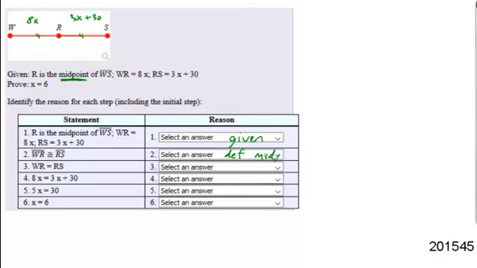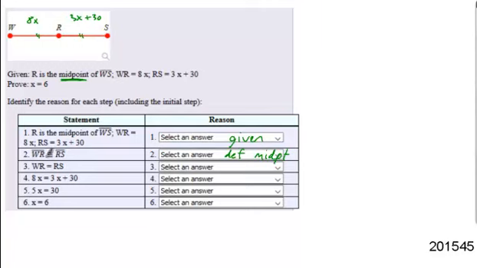And when you use definitions, you have to specifically use the word that's included. Okay, so if one of your drop-down reasons was definition of bisect, that would not work. Because even though the midpoint does bisect the segment, there's nowhere in the proof that says it's the bisector. Okay, so you can only use what is in your proof. Okay, so by definition of bisect, I can create this statement.